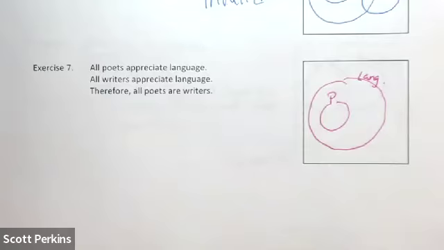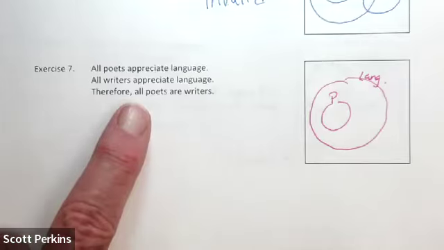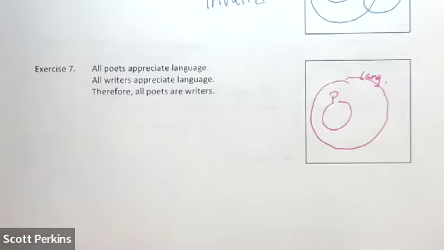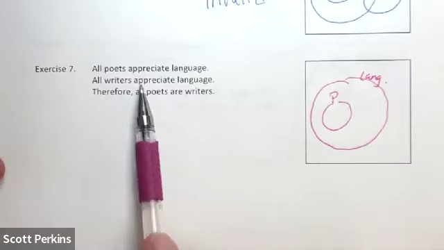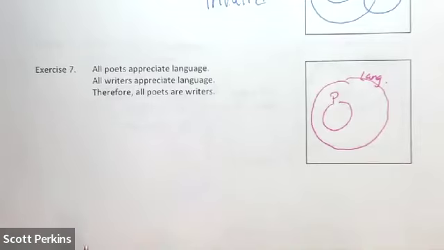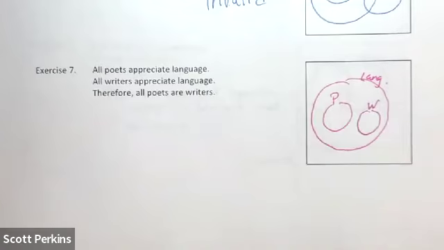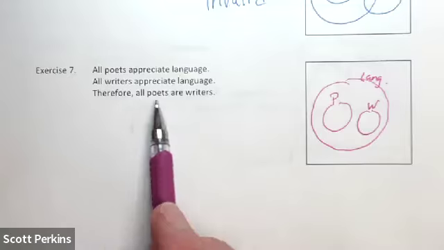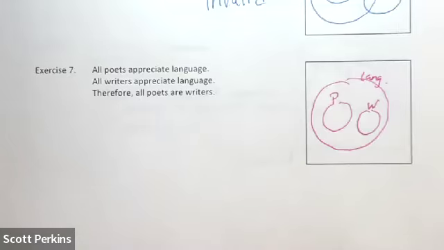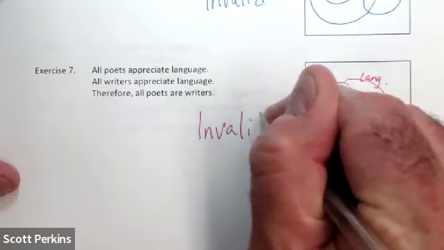Now the next one says, all writers appreciate language. So where's the writers circle going to go according to this statement? The writers circle is going to go where? In the language circle. Again, just like the previous problem, does this statement say anything about the poets? It does not. So I'm not going to assume. So that means I'm just going to put the writers right here. Now, could they intersect? Could the writers be in the poets? Yeah, all that's possible. And so it's that uncertainty that causes us to say, what's the conclusion? Are all poets writers? No, not even some poets are writers. That would also be an invalid conclusion. So invalid. Well done.